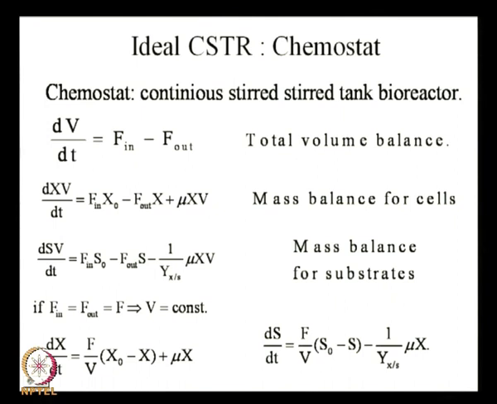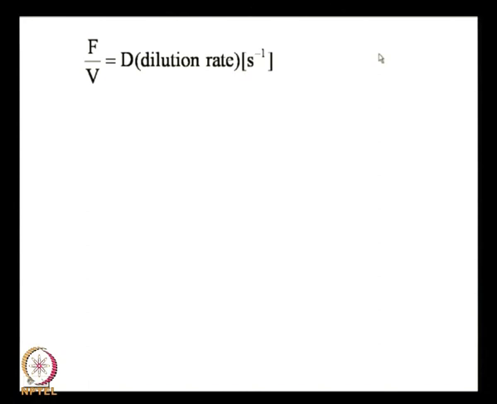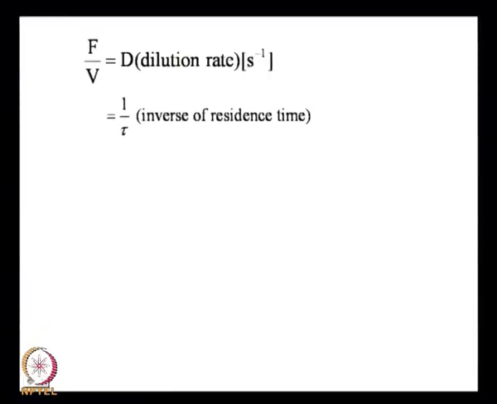But what we want to do first is an easy step, which is to obtain the steady state solution of it. So, let us define some quantities first. F over V is called the dilution rate of the cells. What is the unit of F over V? Inverse of time, which means it is the inverse of the residence time of the system. So, F over V is 1 over tau, the inverse of the residence time of the system.